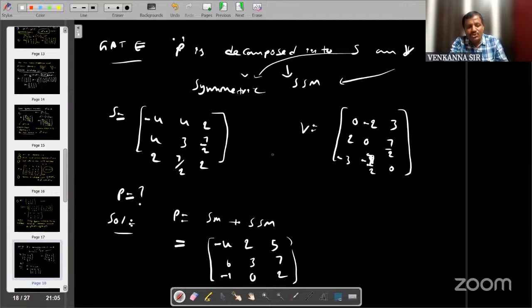Everybody understood this question, is it clear? All of you please confirm. To attempt this question, we should have the knowledge about what is a symmetric and skew symmetric, and every square matrix can be expressed as the sum of the symmetric and skew symmetric. Yeah, very good. Hope everybody understood this question. Most of your students are Telugu students, so sometimes I will speak in Telugu also, no problem.